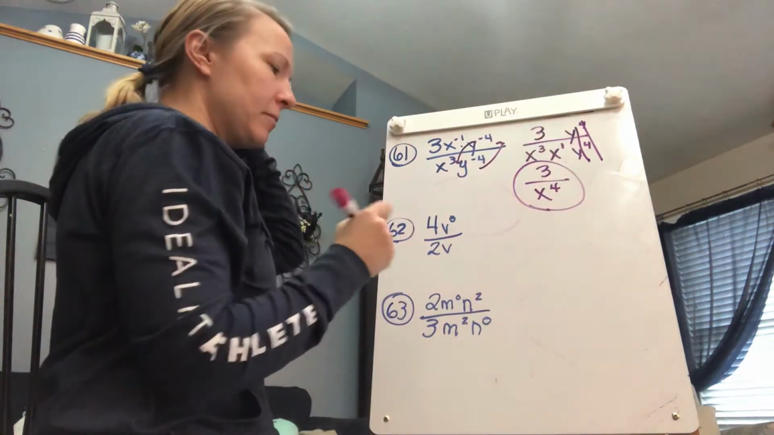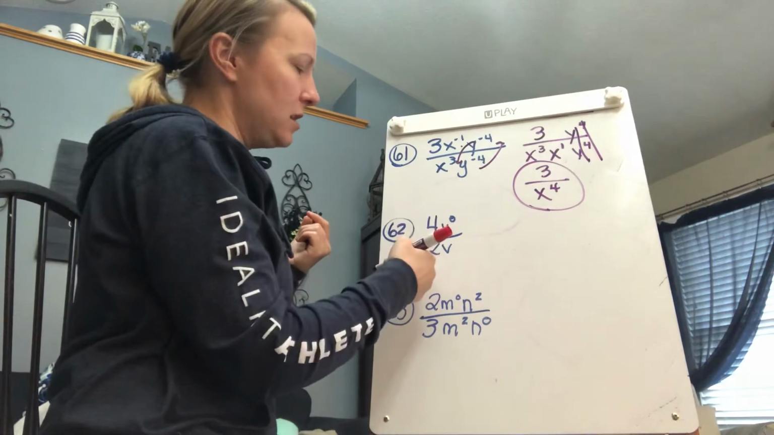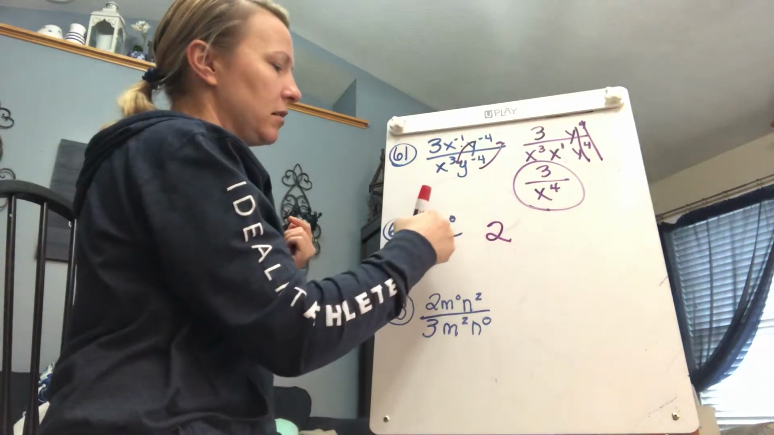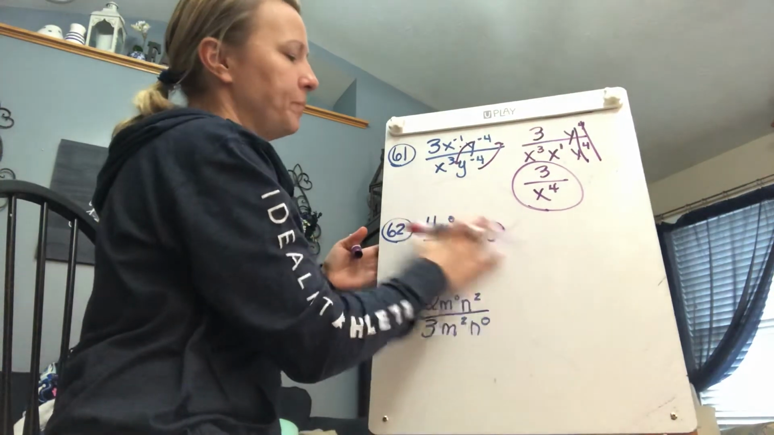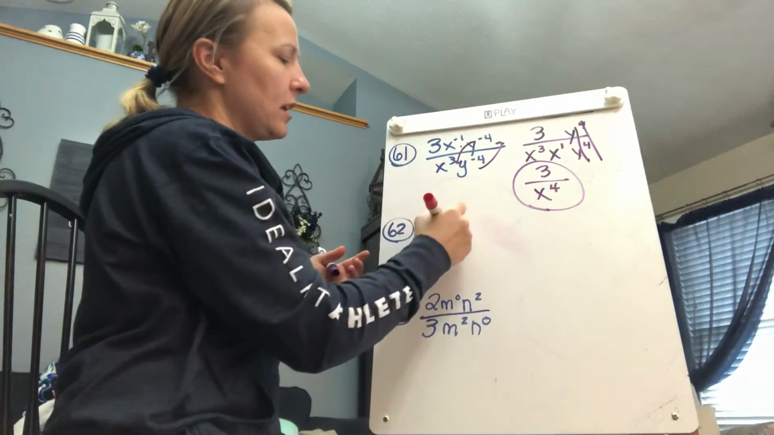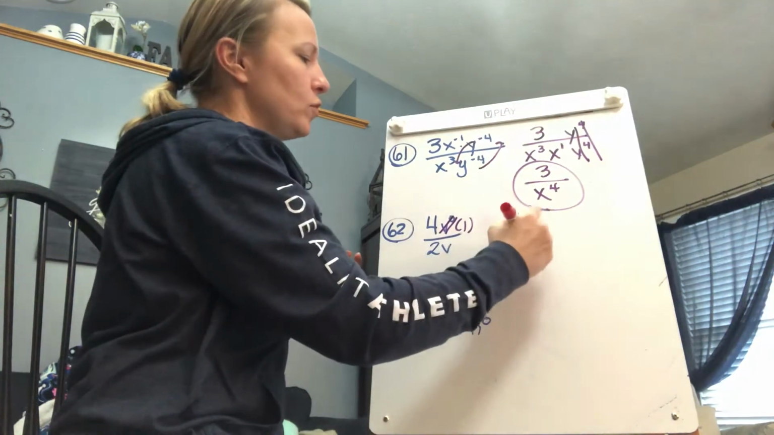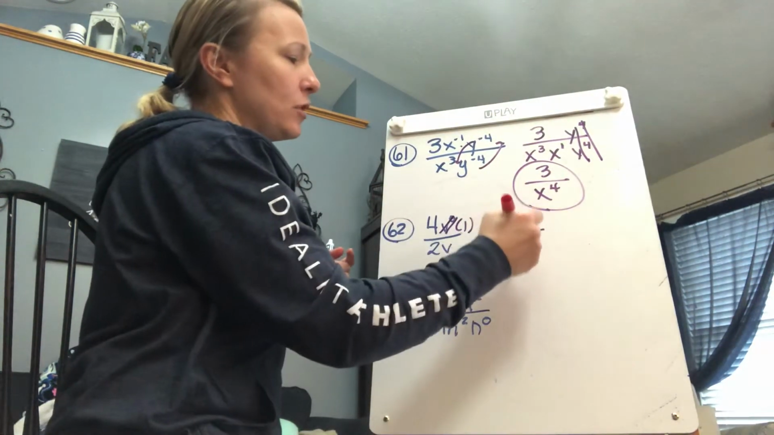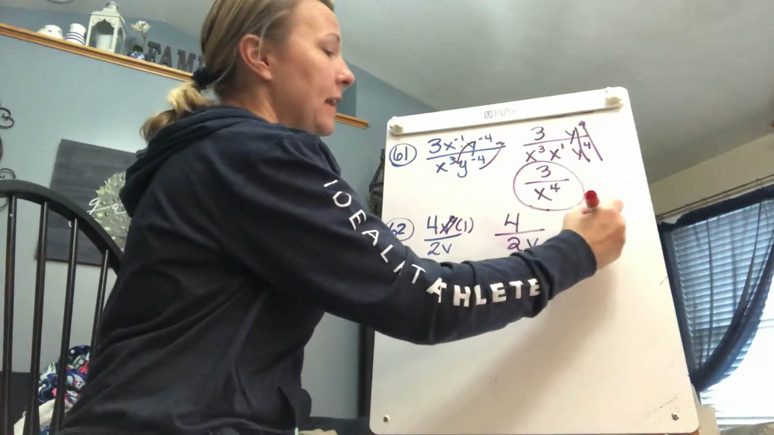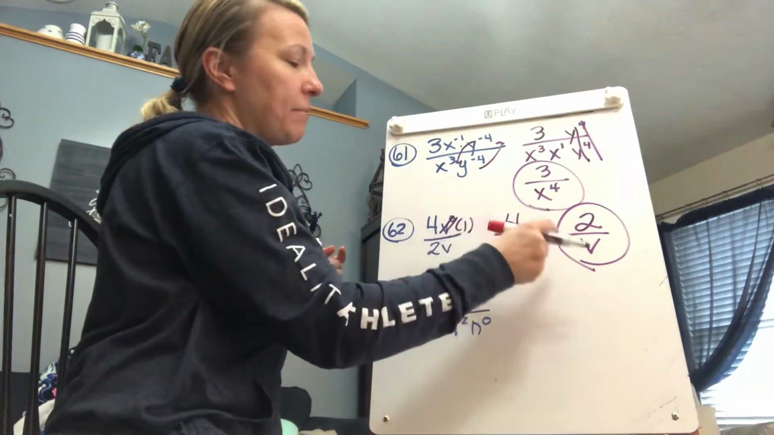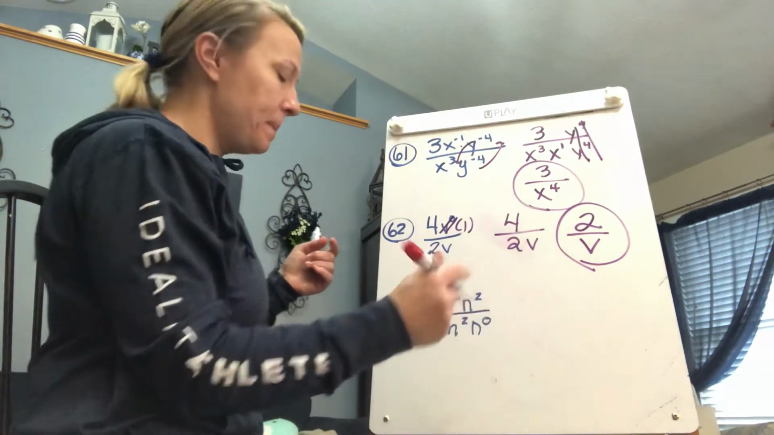Okay? This guy, I'm going to divide, and 4 divided by 2 is 2. I have 0 v's here. So, let's do that different. I have 0 v's here, so it's like a 1. So really I have 4 times 1 is 4 over 2v. And so 4 divided by 2 is 2 on the top, and that v stays on the bottom. You've got to make sure it's 2 on top, v on bottom, okay?